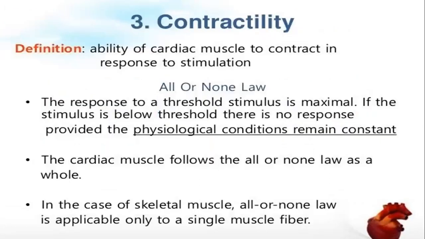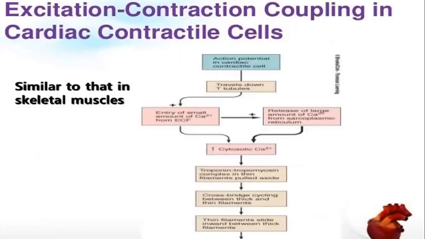Long refractory period. You know, the atria and the ventricles function as a syncytium, the atrial syncytium and the ventricular syncytium, and they follow the all or none law because all the muscle fibers are recruited at a time due to the presence of the gap junctions.